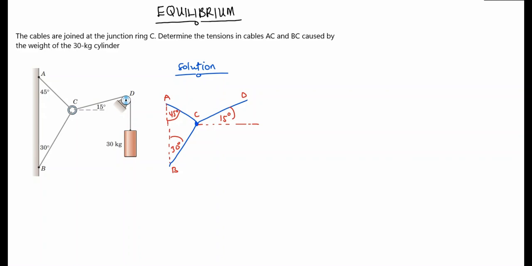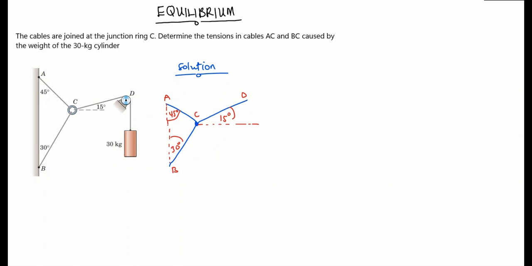We are applying the conditions of equilibrium here, which is that the sum of the forces in the x should be equal to 0, the sum of the forces in the y should be equal to 0, and then the sum of the moments on the body should be equal to 0. But in this case, we have a system of concurrent forces, which means that the lines of action of all the forces have a common point, which is C here. So we are going to use the two force equations.